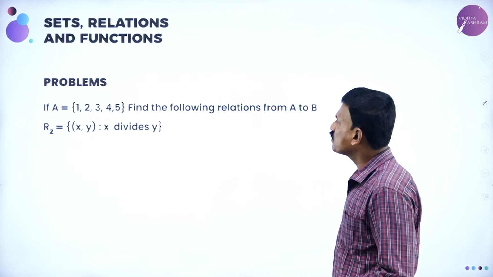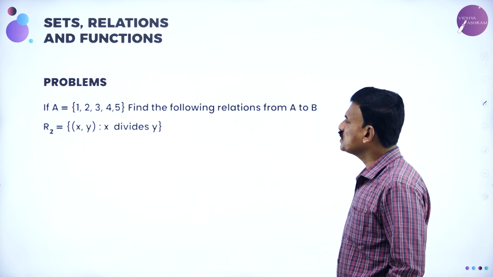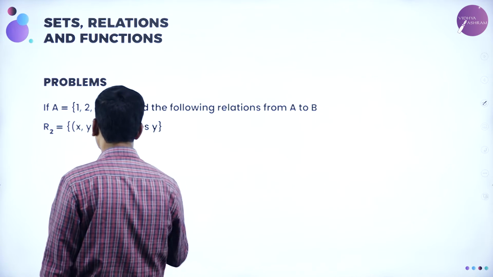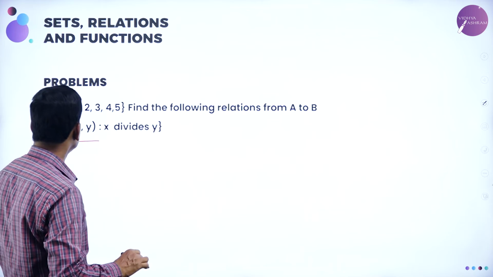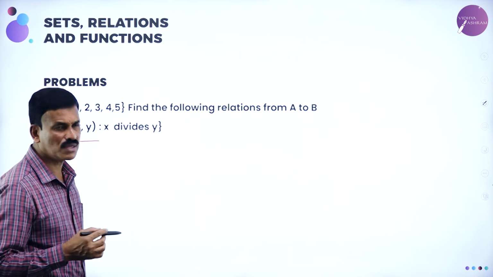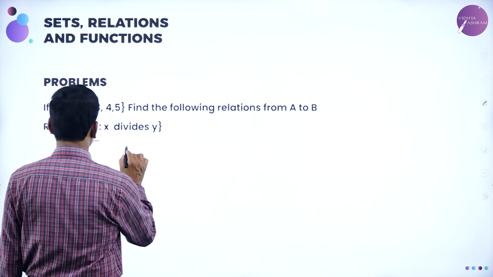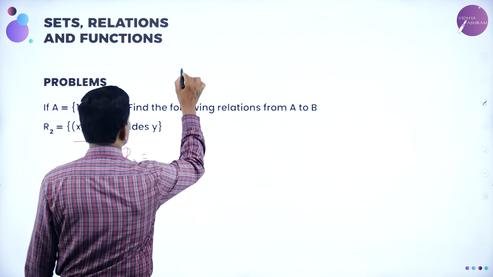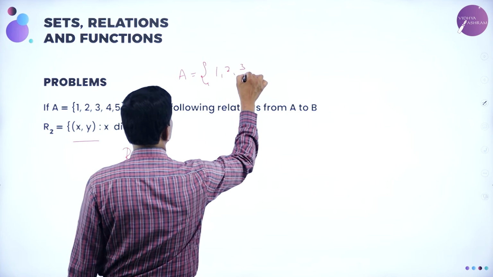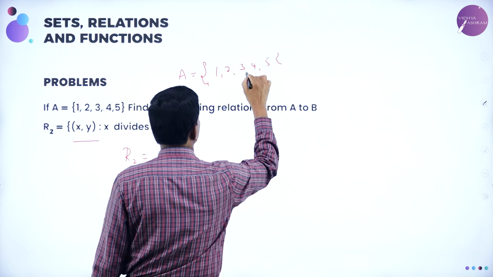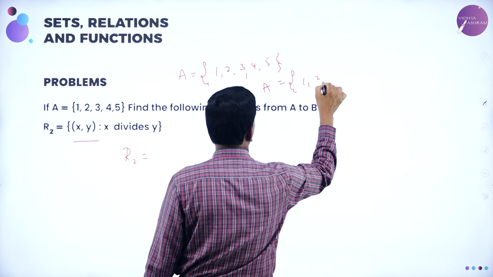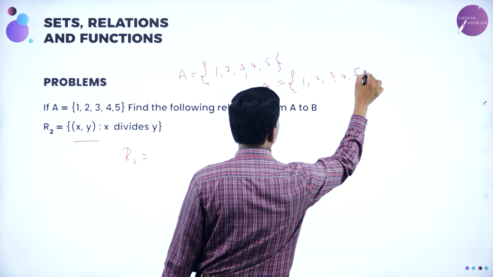Now let us come to the next problem. If A is 1, 2, 3, 4, find the following relation from A to B. What is R2? R2 is (X, Y) such that X divides Y. X divides Y means Y is divisible by X. Now, write down the relation R2. What are the elements of A? We have A equal to 1, 2, 3, 4 and 5, the same set A.